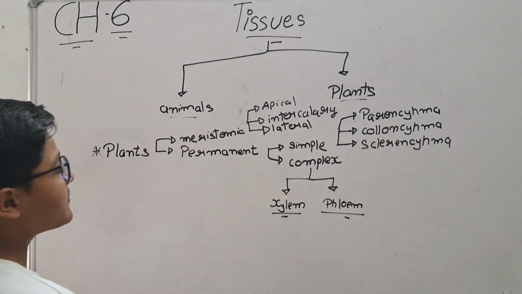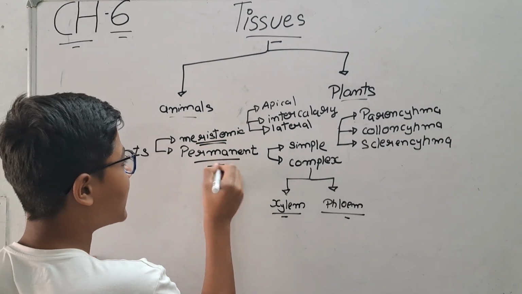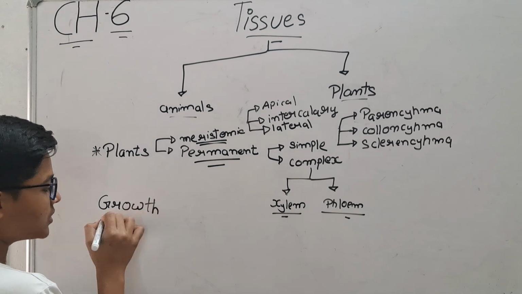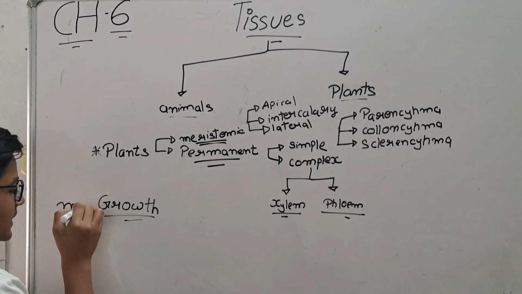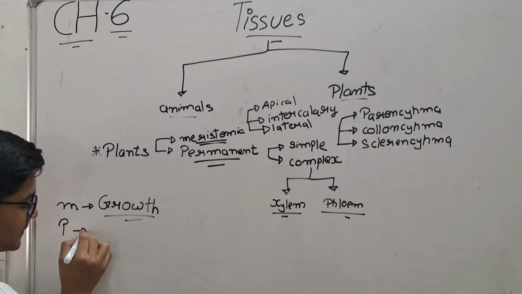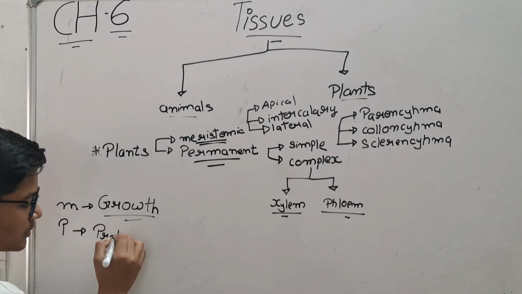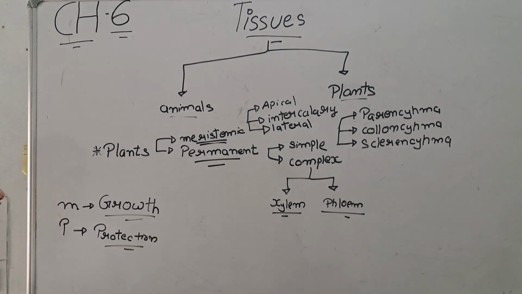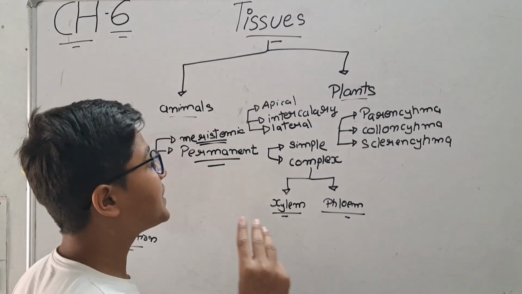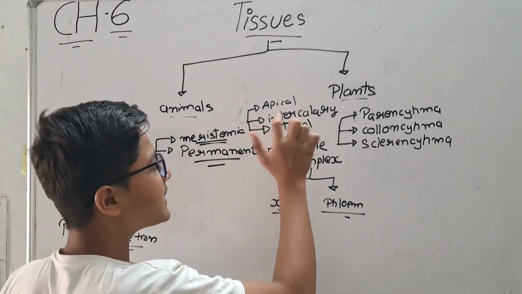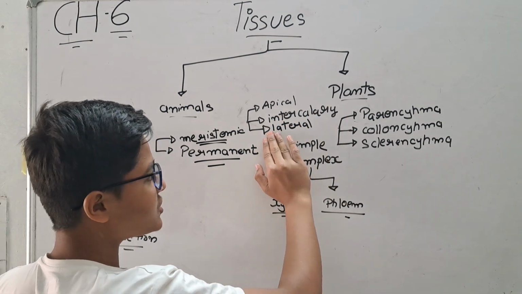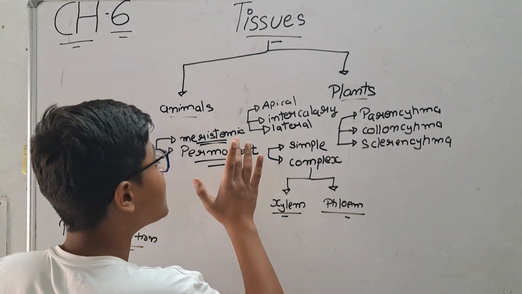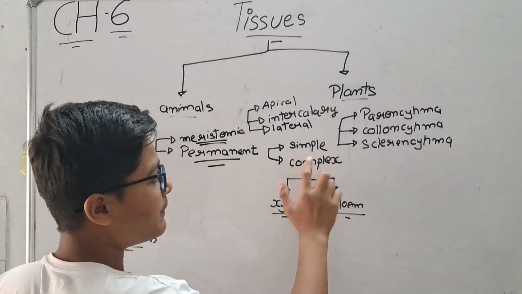There are two types of tissue, meristematic and permanent. Meristematic is for growth and permanent is for protection. There are three types of meristematic: apical meristematic tissue, intercalary meristematic tissue, and lateral meristematic tissue. We will study them further. In permanent tissue there are two types: simple and complex.